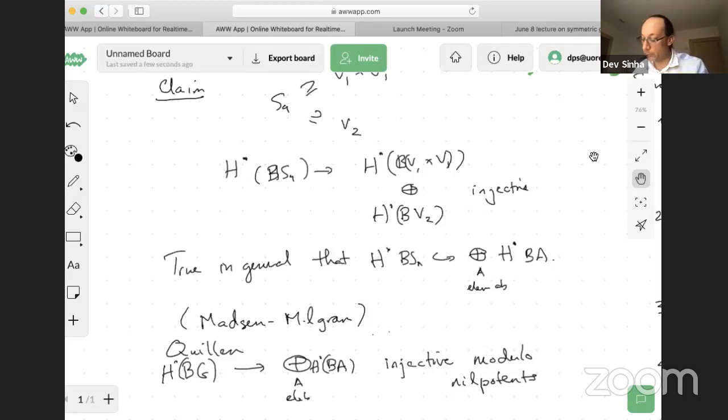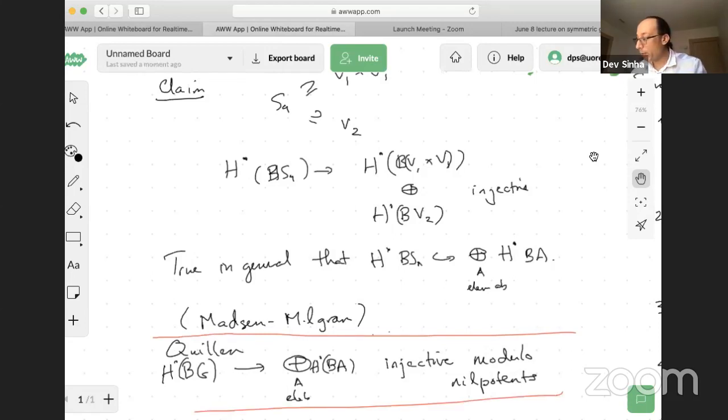So this technique that I'm saying is the best way to go, and I'm just going to show you for BS4, is part of the standard way that a lot of group cohomology has been done over the years. But let's get back to this claim in the BS4 case.